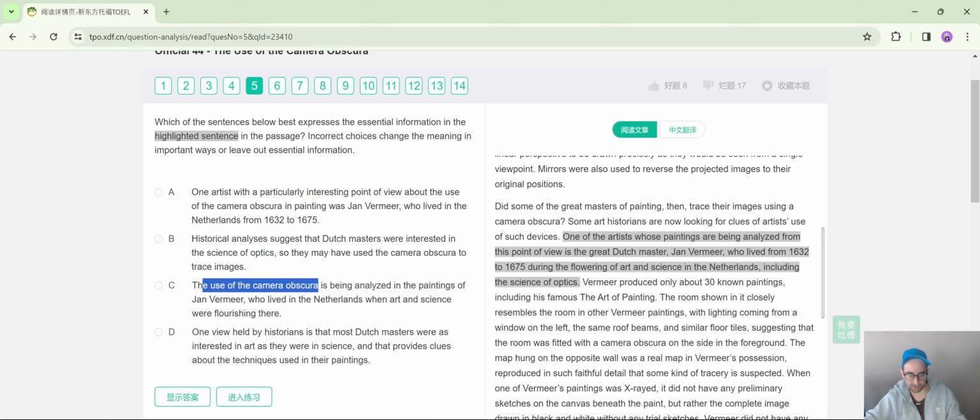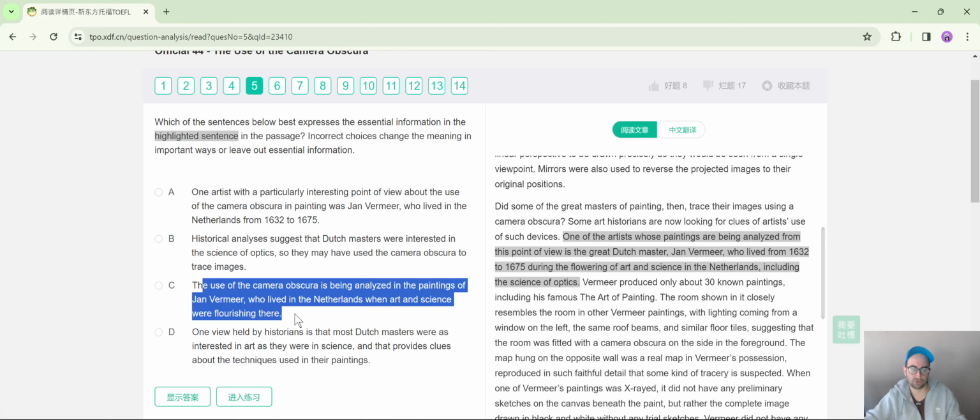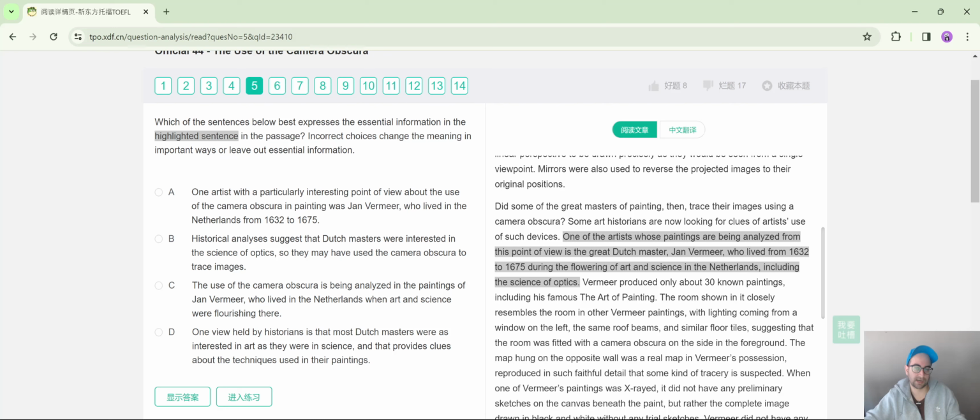The use of camera obscura is being analyzed in the paintings of Jan Vermeer. Now be careful, guys. So like I said, oh, but teacher, Mr. Ben, they didn't mention camera obscura in the highlighted text, so therefore it can't be choice C. Wrong. I told you, guys, if they use pronouns like this or these or those, even like his or her, and they don't mention that subject or noun here at all, check the previous sentences just to get clarity. So we know that this is about camera obscura, okay? Based on the information we could quickly read there. So don't lose track of that.